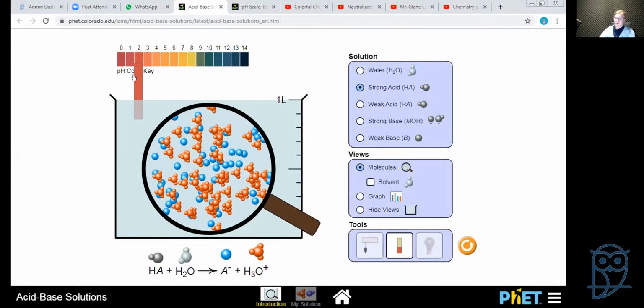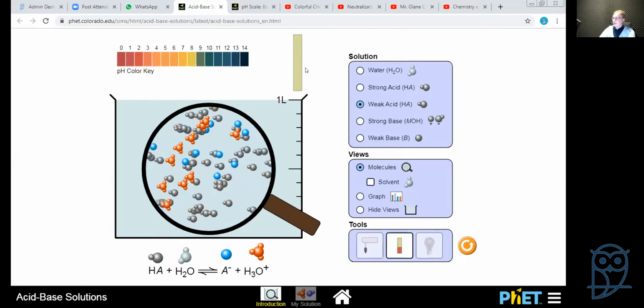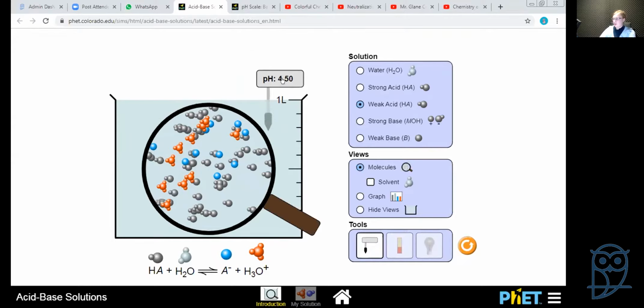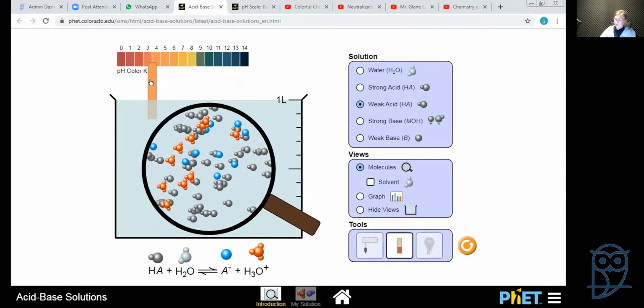So the colors match round about there. So we know that is how strong our acid is. If we have a weak acid and we dip it in, you can see the color is different. So if we move it along here, we can see it comes to about a 4. So if we change it to this, it says it's about a 4.5. So it'll be slightly about there, in between the 4 and the 5.